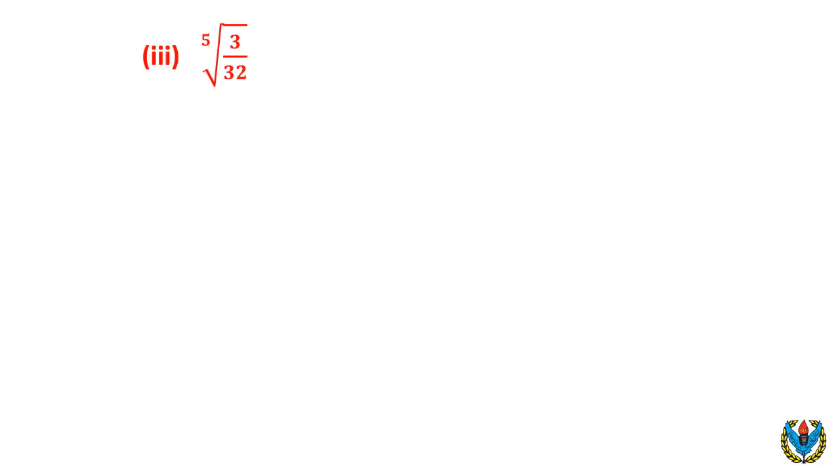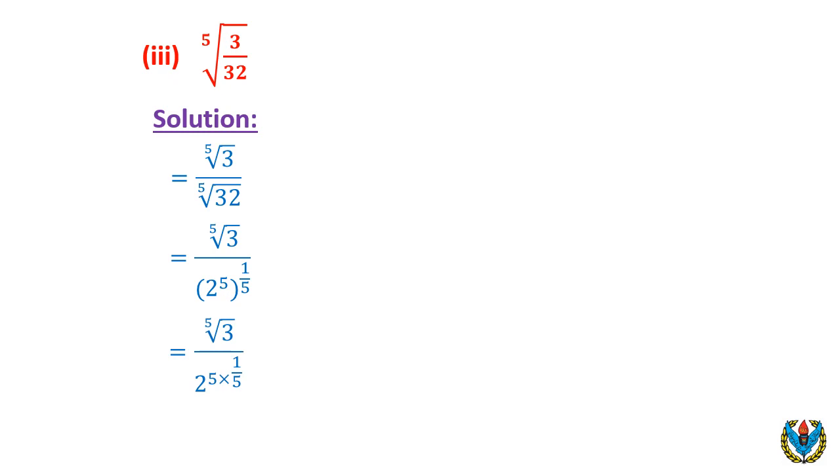Part 3. Square root of 3 over 32 with index 5. Its solution is, dear students, first of all, we will separate the powers of 3 and 32. We know that 3 is a prime number, so we cannot simplify 3. But we know that 32 is equal to 2 power 5. So after simplification, we have the answer.